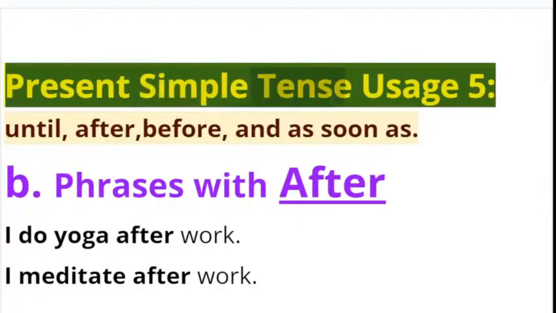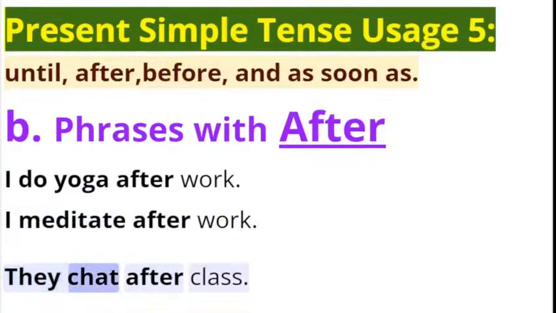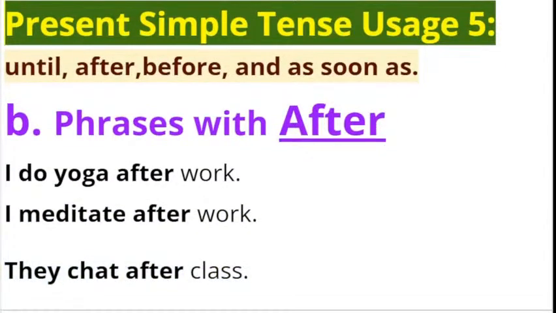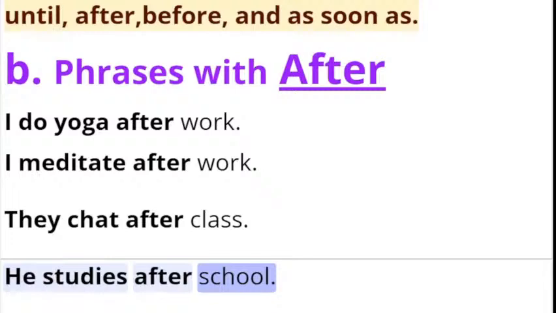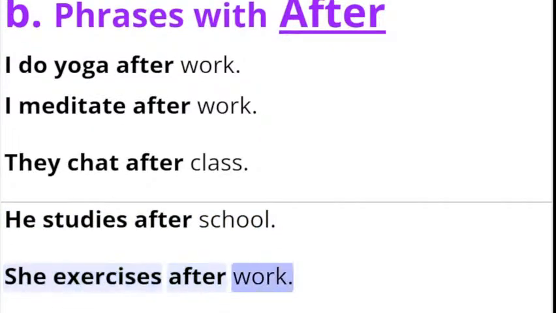Present simple tense usage 5. Until, after, before, and as soon as. Phrases with after. I do yoga after work. I meditate after work. They chat after class. He studies after school. She exercises after work.